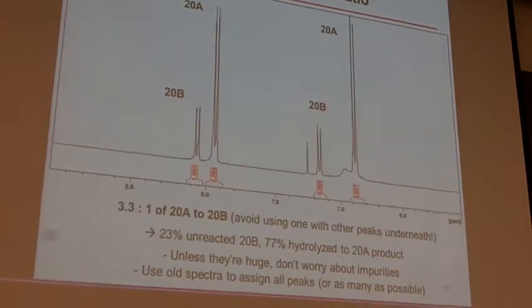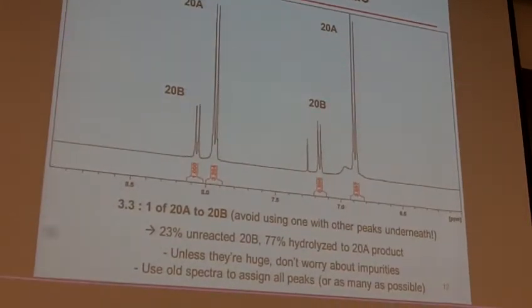And there you go. Use your old spectrum to assign the peaks, just what I mentioned. And like I said, as many as possible, because some of them will most likely overlap, especially if you've got some of the longer alkyl chains.